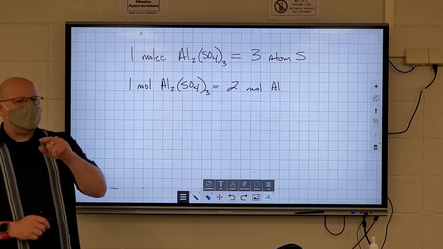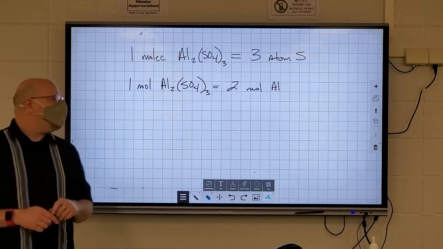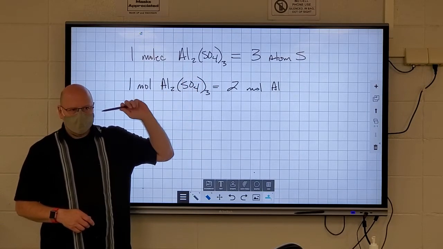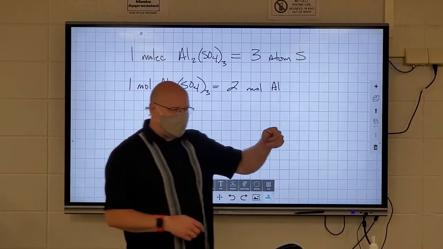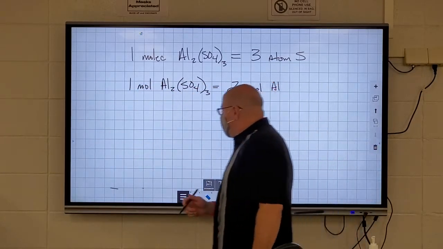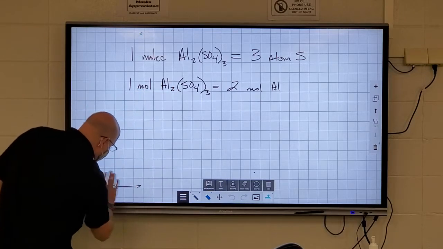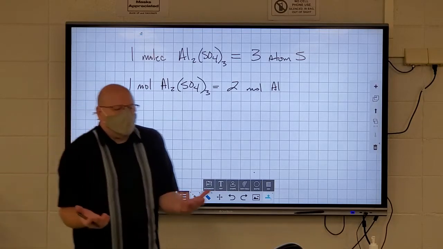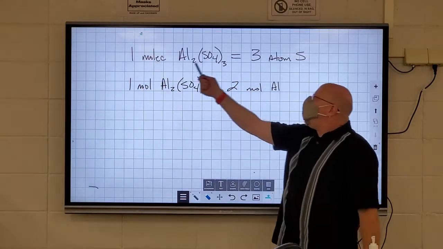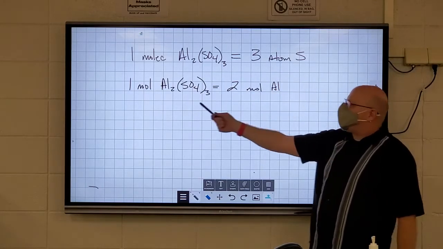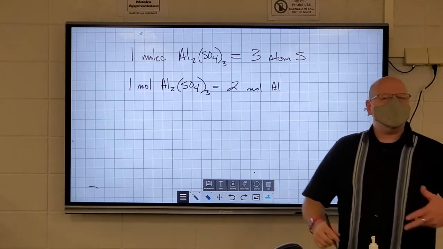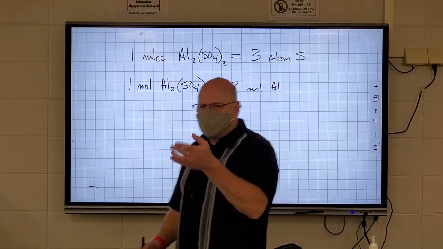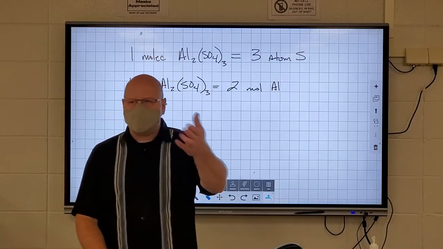Now, these ratios, these conversions are unique to this compound. Okay? So the compound is going to give you what the conversions are. Now what the book says is absolutely how this is done. We went from one molecule having 3 atoms of sulfur to talking about moles. But if we go back to the very first question for clarification today, 6.022 times 10 to the 23rd particles equals 1 mole, right?